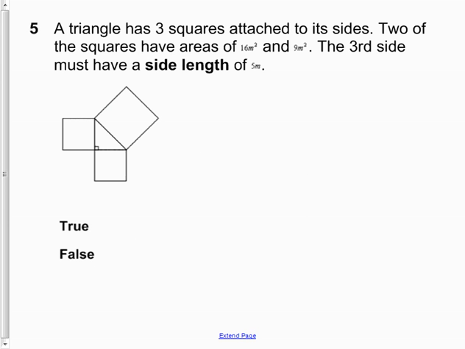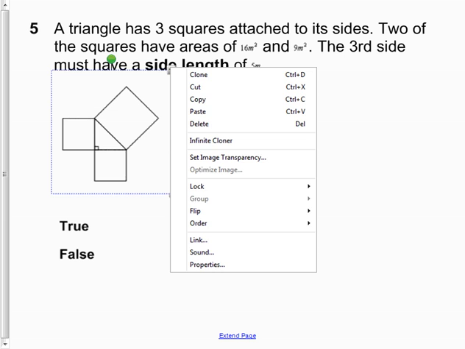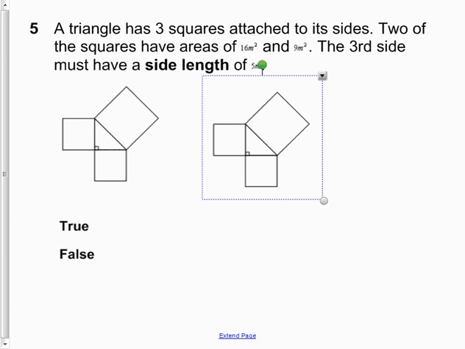Question 5 says a triangle has 3 squares attached to its sides. 2 of the squares have areas of 16 and 9 square meters. The third side must have a side length of 5. Well, the answer for this is false, because if I think about this question, and I take this picture here and I clone it, 16 and 9, if 2 of them are 16 and 9, this could be 16 meters squared, and this could be 9 meters squared, which would make this 7 meters squared, right?